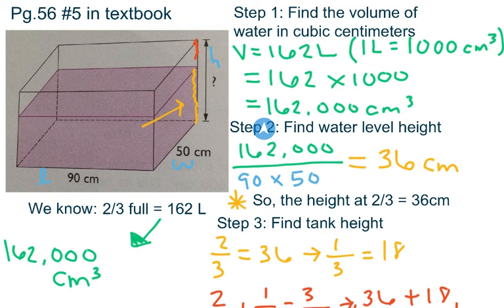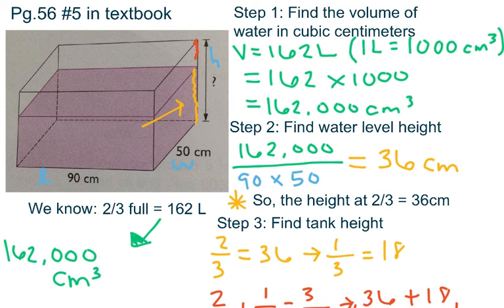So, the volume of the water in centimeters cubed is 162,000 centimeters cubed. So, that's what all this stuff is. Okay, all that purple is 162,000 centimeters cubed. Now, I need to actually figure out my yellow portion that I have right here. I need to find out how high the water actually is.